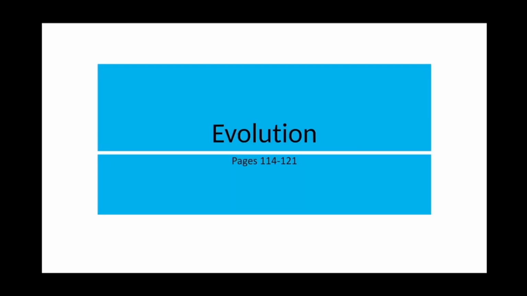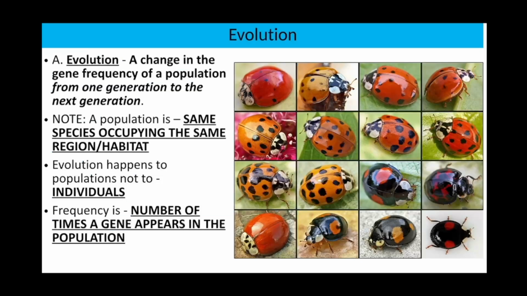Today we're going to be talking about evolution. So, evolution is defined as a change in the gene frequency of a population from one generation to the next. And that's key there, that change in gene frequency. And this is why we say evolution happens to populations, not to individuals. Because a single individual, their genes are just what they have. The frequency of those genes changes at a population level.